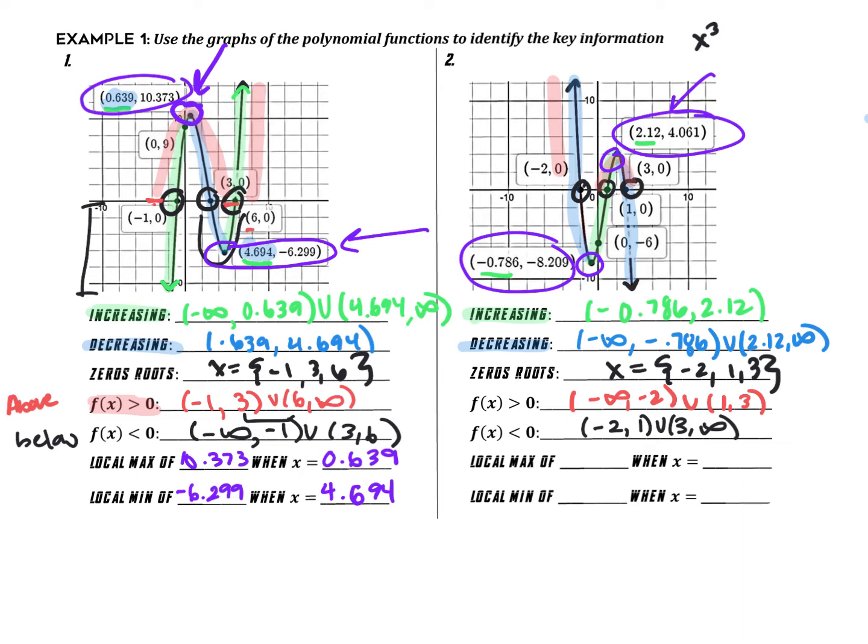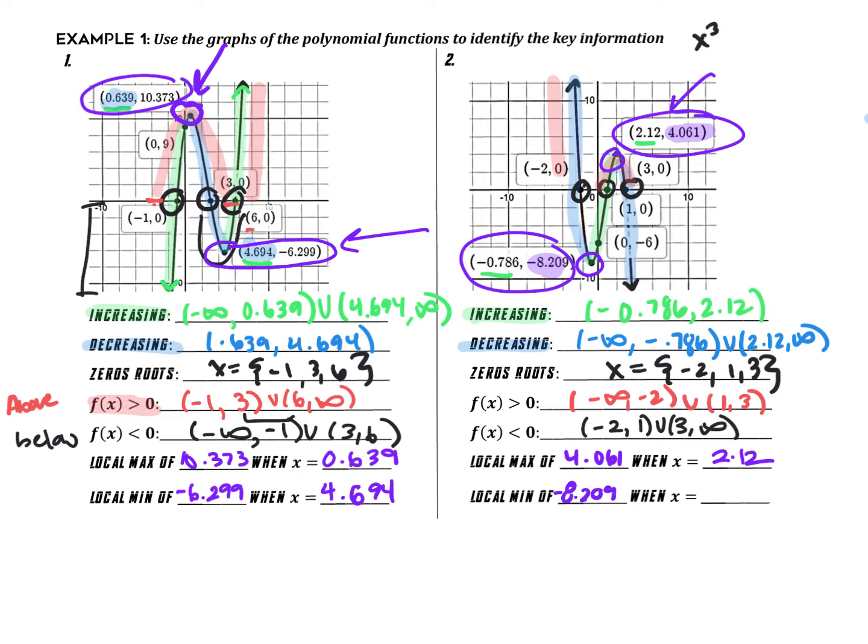All right, hopefully you've had time to work through those. There is a local maximum. What is the maximum value? Here is the maximum value. So of 4.061, when x equals what at that point? 2.12. There is a local minimum of what? What is that? It's -8.209.